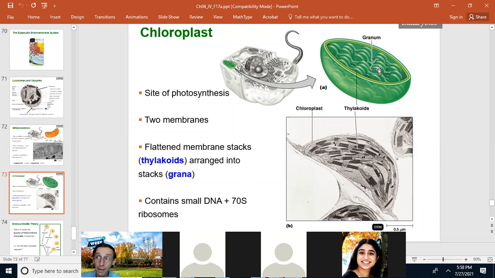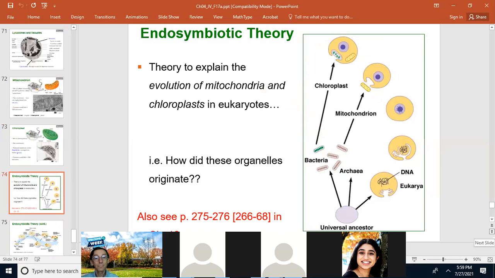Inside the chloroplast, specifically inside the granum, you can find the small DNA molecules and 70S ribosomes. So in the chloroplast and in the mitochondria, we have both DNA and ribosomes. Any question about any of that? Why are there DNA molecules and ribosomes inside the mitochondria and the chloroplast?